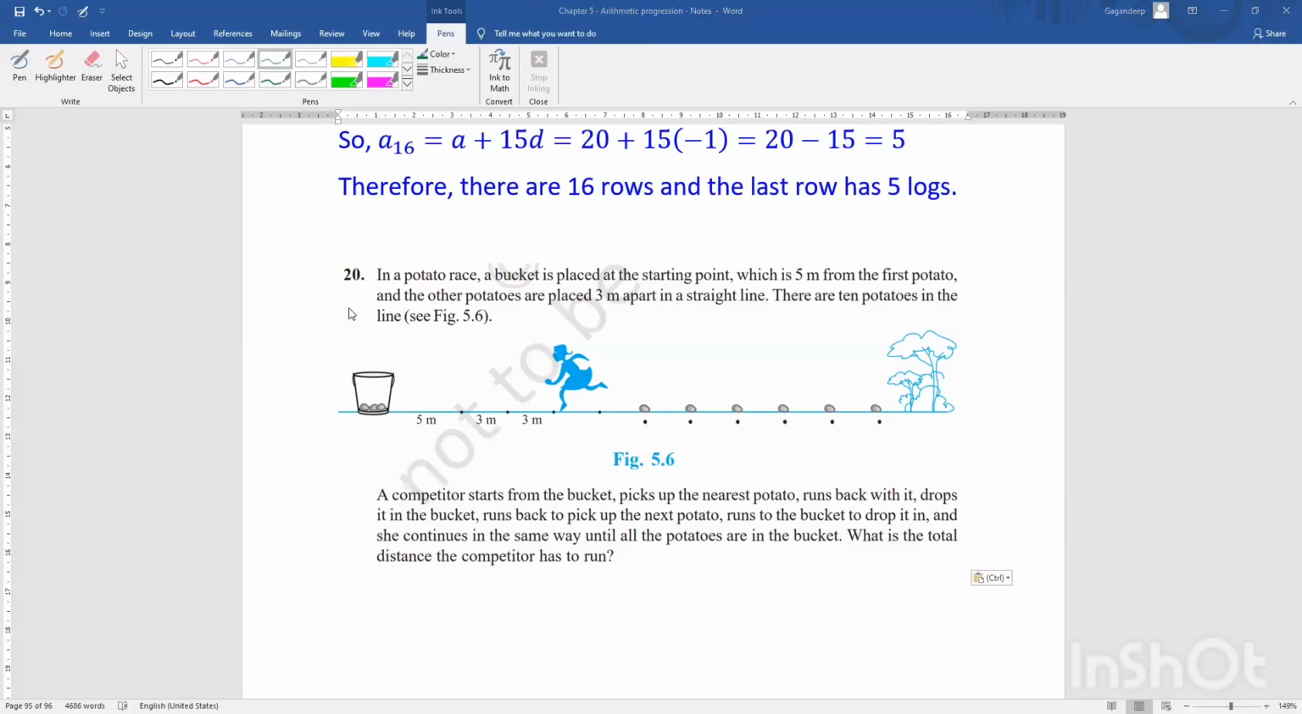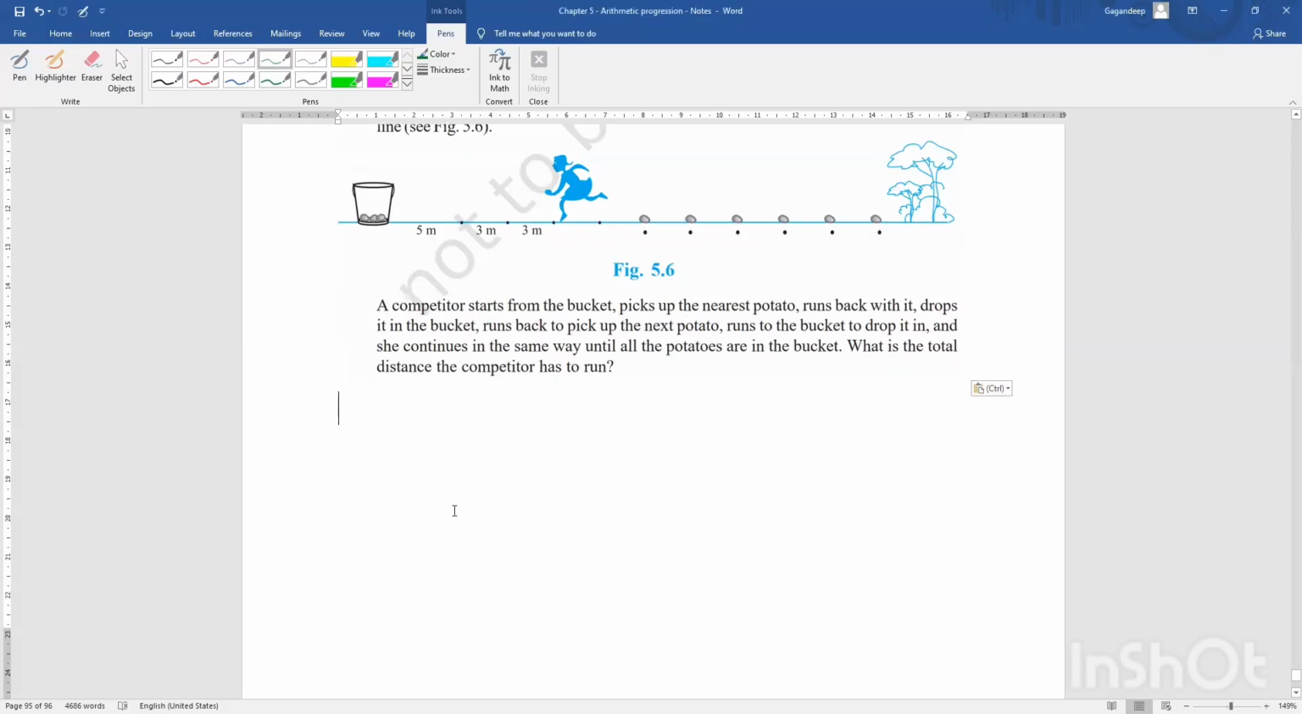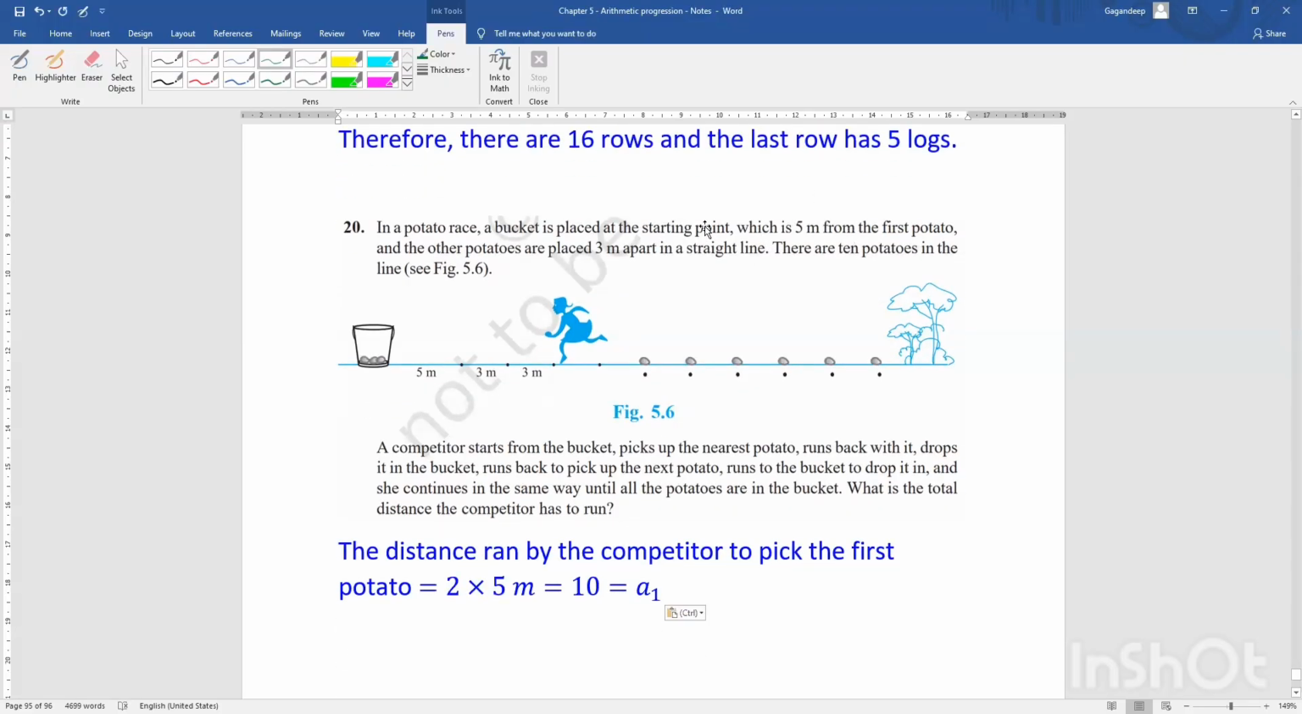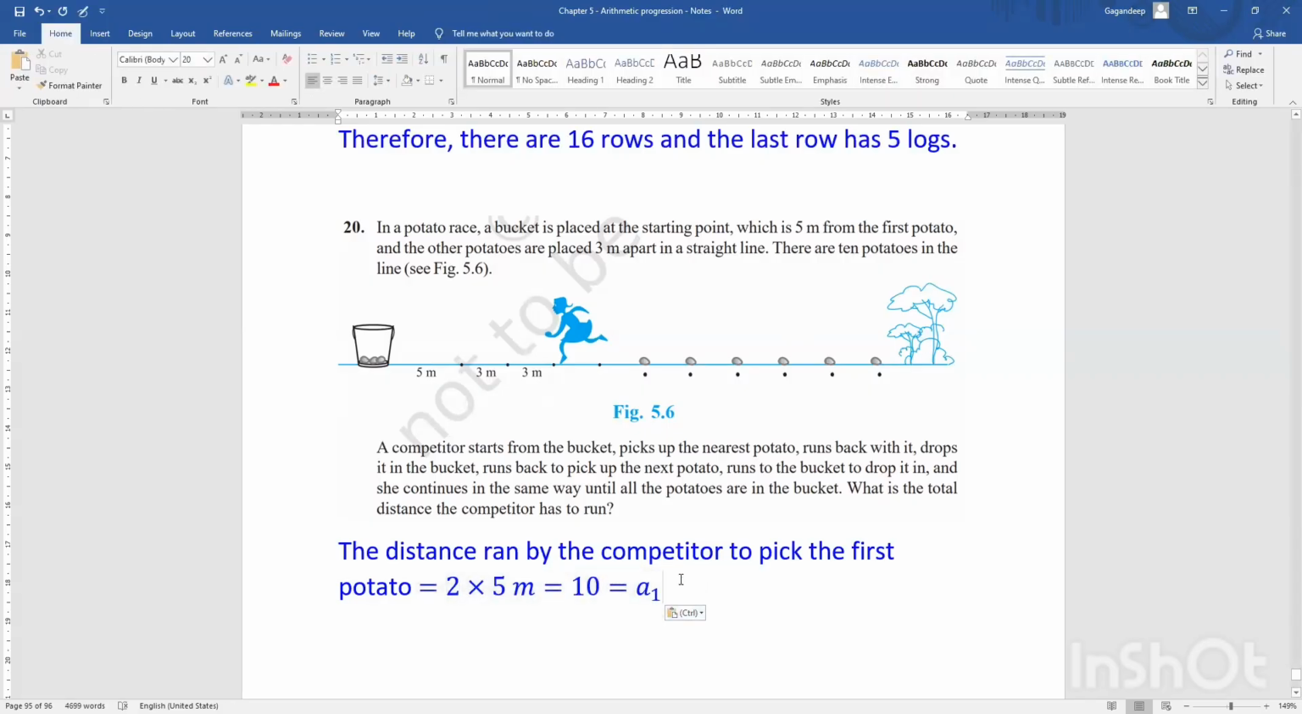So now here we have a potato race, right? Here we need to calculate the total distance run by the competitor. The distance run by the competitor to pick the first potato will be nothing but 2 into 5. Why 5? Because the distance to the first potato is 5 meters. And why 2? Because of going and coming back. So that's why you multiply it with 2. The same happens for the second potato and third potato and so on. So it will be 10.